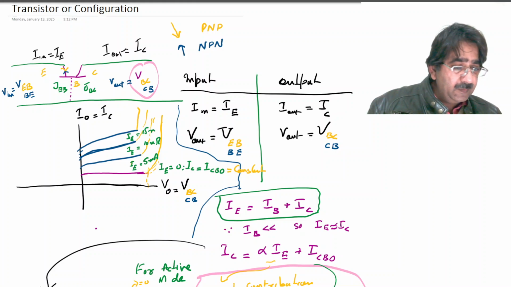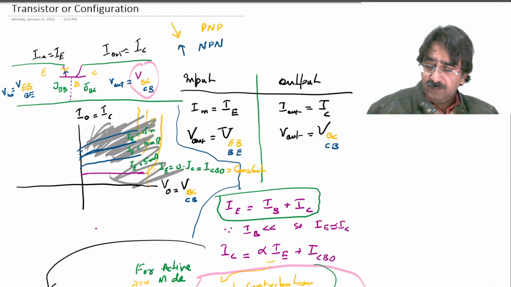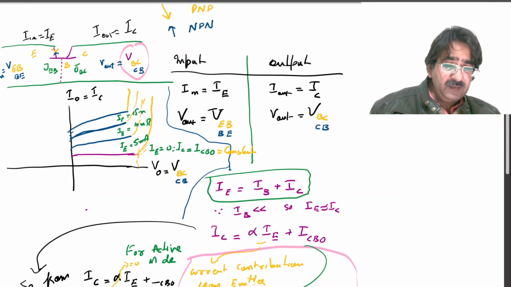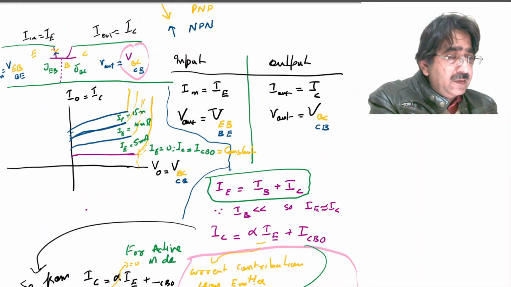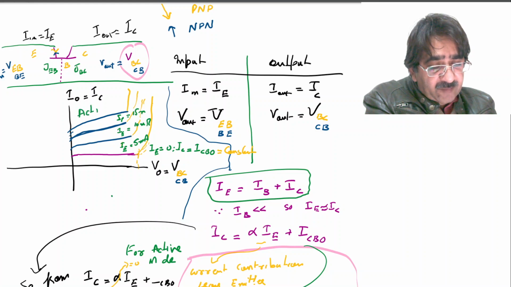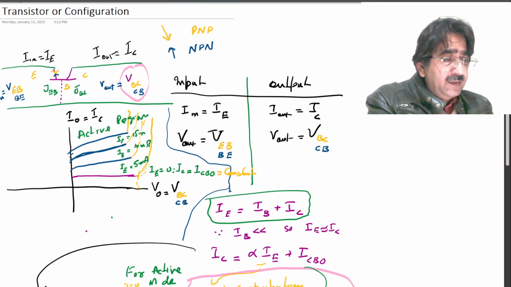I must write: this is the region. Okay, so this is the region. I must write, this is the active region. Active region.